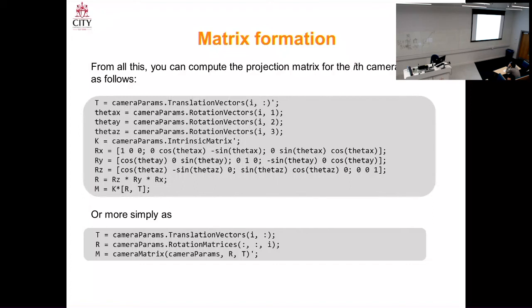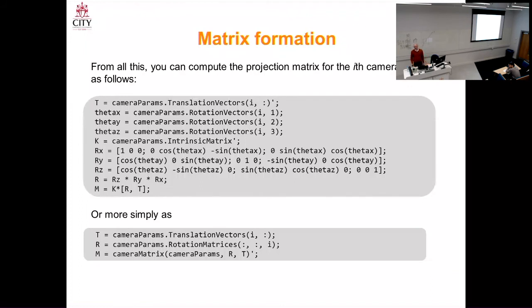Anyways, you can put all that together, and here's the camera projection matrix M. And here's a more compact way to do it. MATLAB actually has a function called cameraMatrix. You just pass in the camera parameters that come out of the calibration app, and then you give it a rotation and a translation for the current camera. Okay, with me on this?